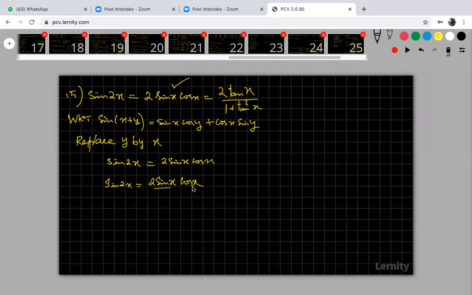What about the denominator? The denominator is 1. Nothing in the denominator means your denominator is 1. Okay. Now I am going to write my 2 sin x cos x divided by my denominator 1 as cos square x plus sin square x. Are you okay? So then look at your proof. Your proof is 2 tan x divided by 1 plus tan square x.